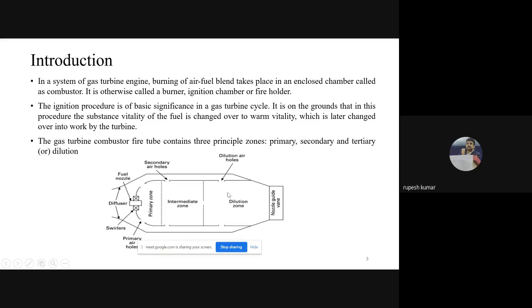Why? Because the flame coming out of the combustor may have a temperature of around, say, 960 to 1000 degrees Celsius. So definitely this flame will be impinging on the blades of the gas turbine. In that case, we need to cool it, because we need to increase the lifespan of the turbine blade materials. So definitely it should be cooled down, and so we are using these dilution air holes.